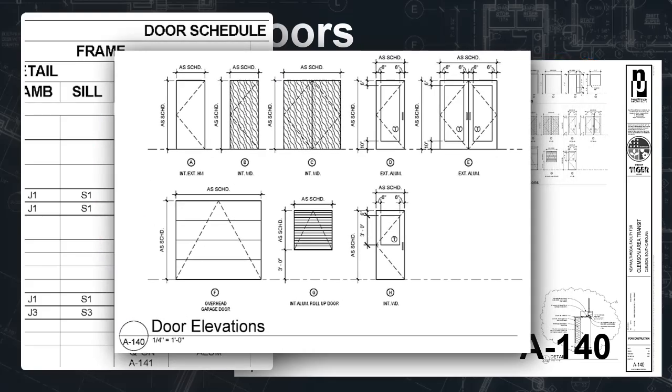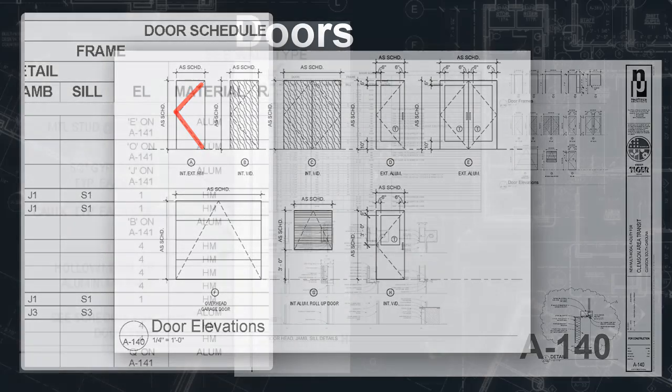Looking at those door elevations, we see the same dashed lines that we saw on some interior elevations for cabinets. And those dashed lines converge to a point. Always remember that that point indicates where the hinges go.